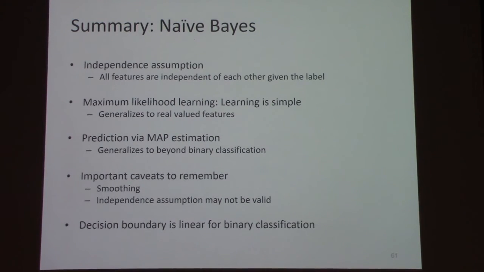What we just saw was for Boolean features. It also generalizes to real valued features. We can predict via MAP, which simply says predict the label that has the highest probability. Again, it also generalizes beyond binary classification. If you have multi-class, you just enumerate all the classes, find the probability of each class given the input features, and pick the one that has the highest.